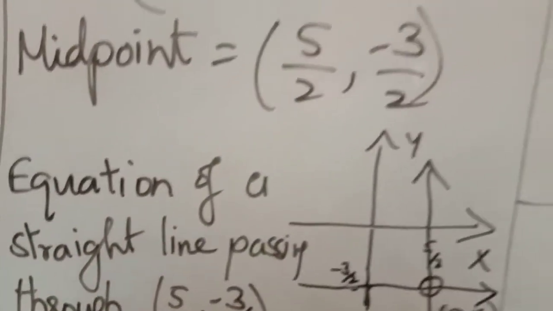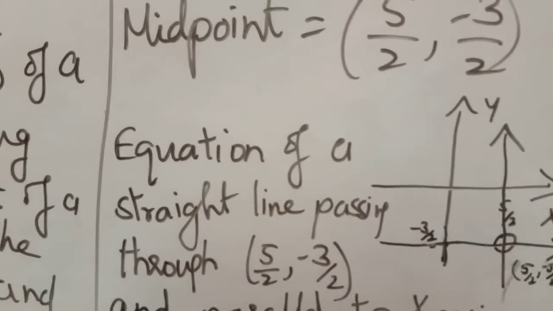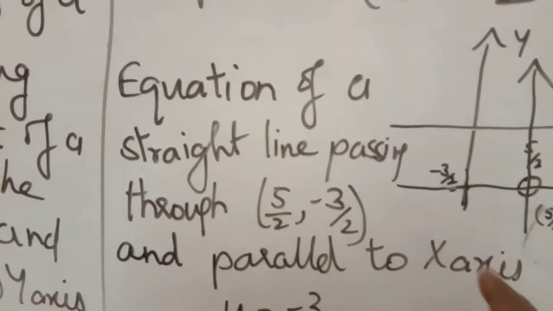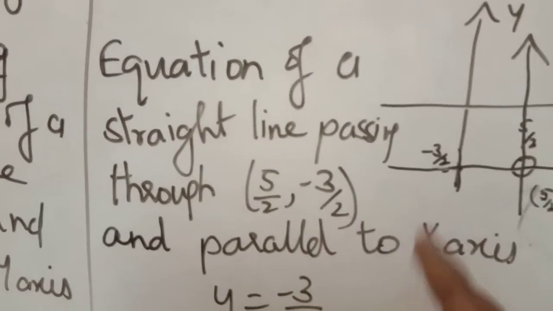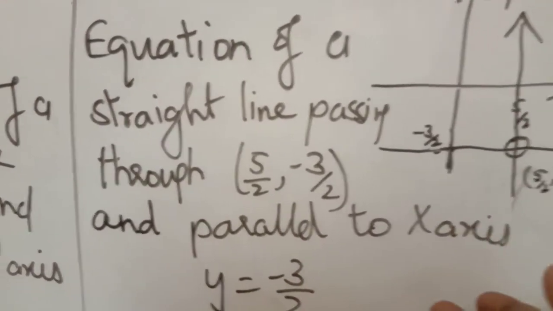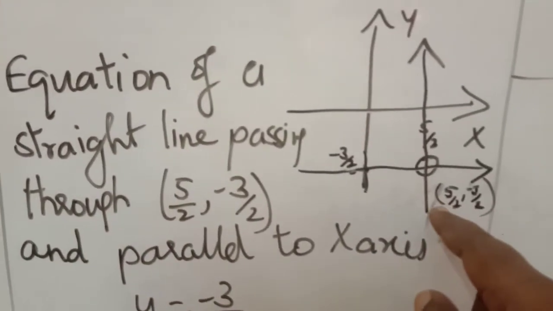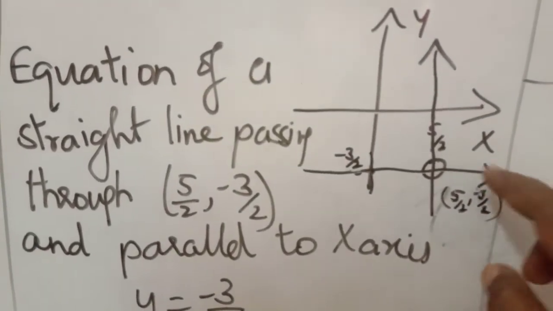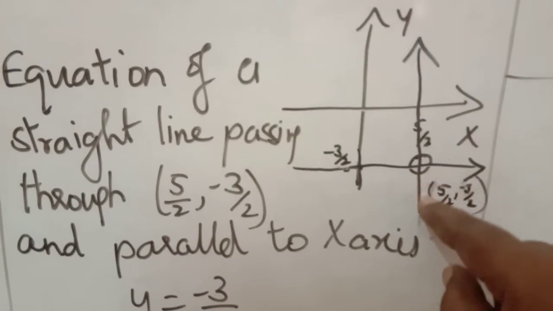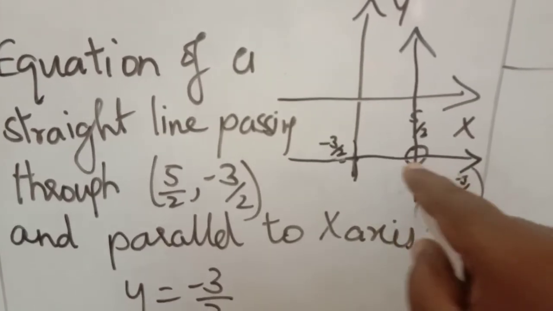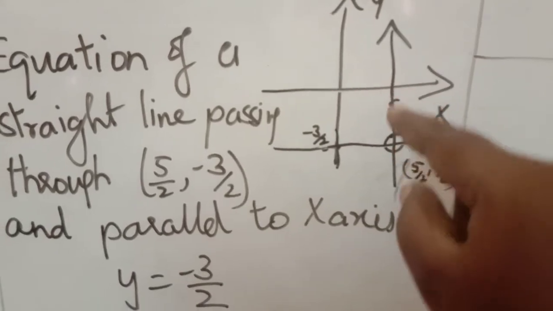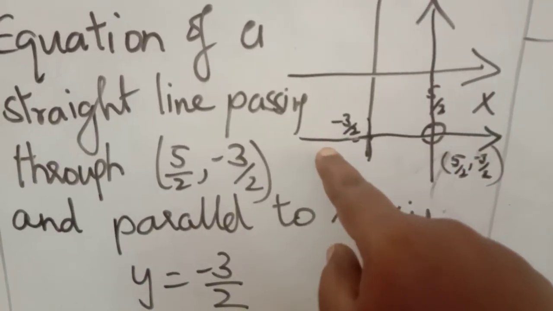First parallel to x-axis. So we know the equation of a straight line passing through (h, k) and parallel to x-axis. Parallel means we have to change. So we have to write y is equal to, the same procedure we are going to follow here. Okay. This is x-axis. This is 5 by 2, minus 3 by 2. So a line passing through this point parallel to x-axis, this equation we are going to find now.